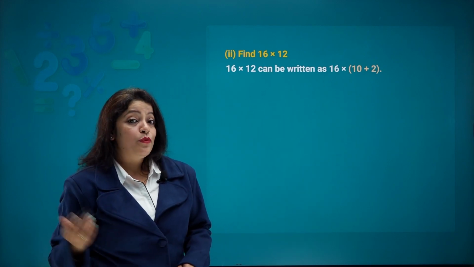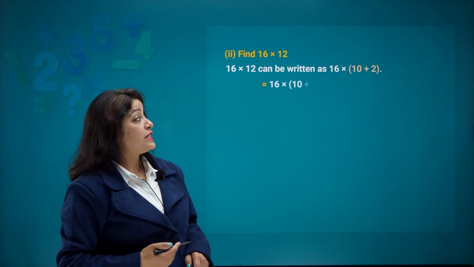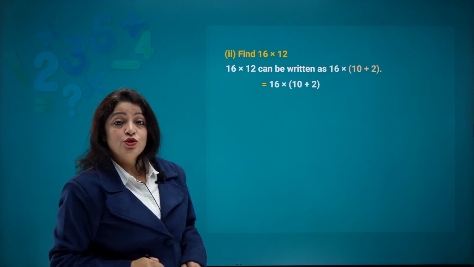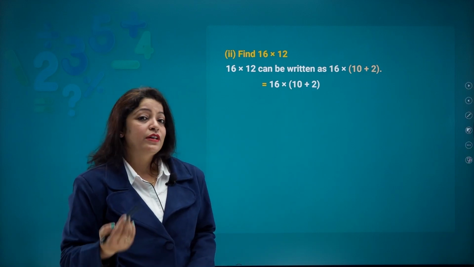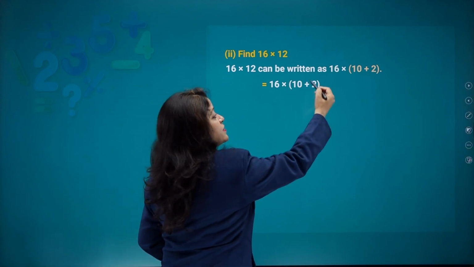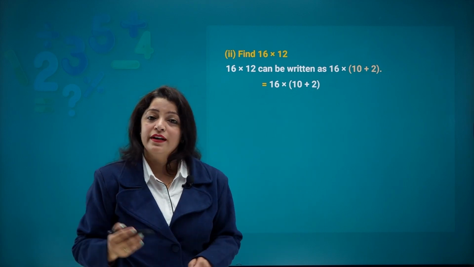Fine. Now which property can be used here for 16 times 10 plus 2? Just note here that there are two different operations going on. One is multiplication and one is addition. That means in the bracket, the numbers are getting added.